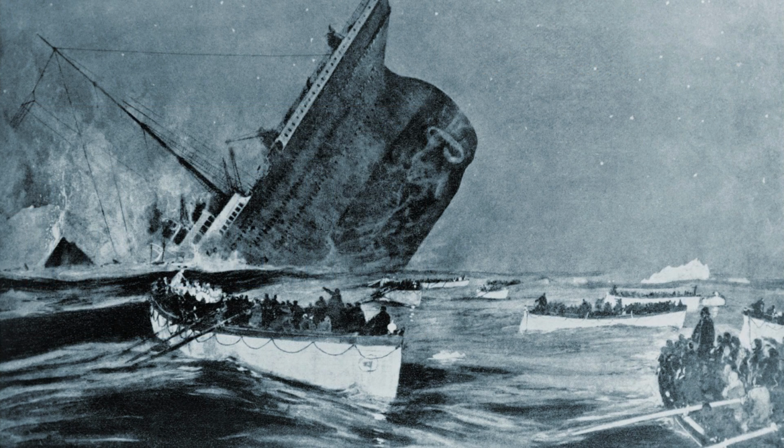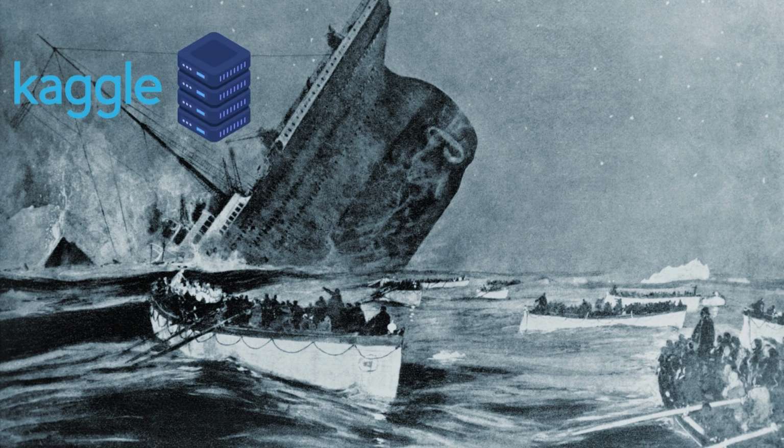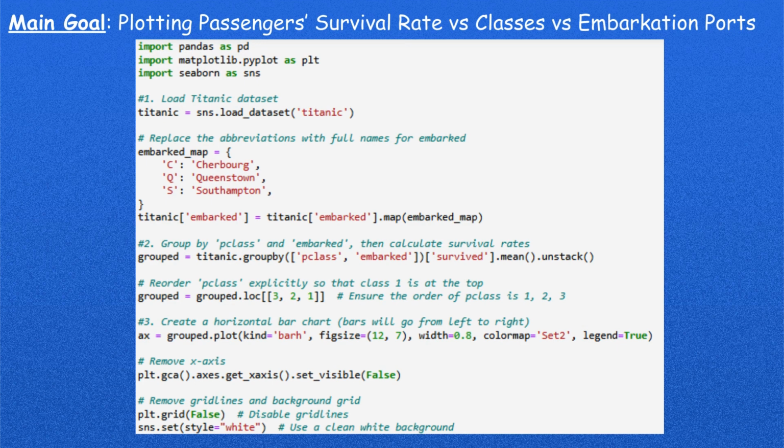Now, let's take a look at how this concept applies to a real-world dataset. We'll use the Titanic dataset from Kaggle and visualize it with Matplotlib in Python. Feel free to pause the video for clarity. In this example, we are plotting the survival rates of passengers in different classes across various embarkation ports in Cherbourg, Queenstown, and Southampton. First, after importing the right Python library packages, begin by loading the Titanic dataset and mapping embarkation ports from initials to their full names.